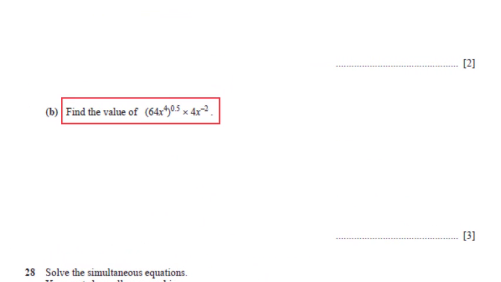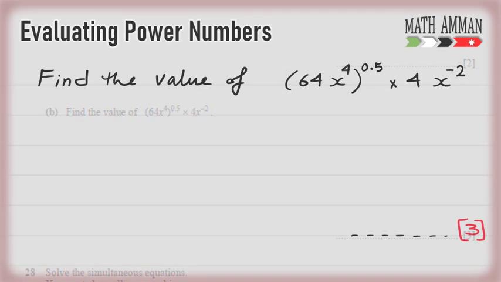One last example to go. Here you need to find the value of (64x to the power 4) all raised to the power 0.5 times 4x to the power minus 2. You might wonder at first how you're going to find the final value when there is an unknown x involved. And the answer should be that this unknown must cancel out somehow. And indeed, that is what's going to happen.